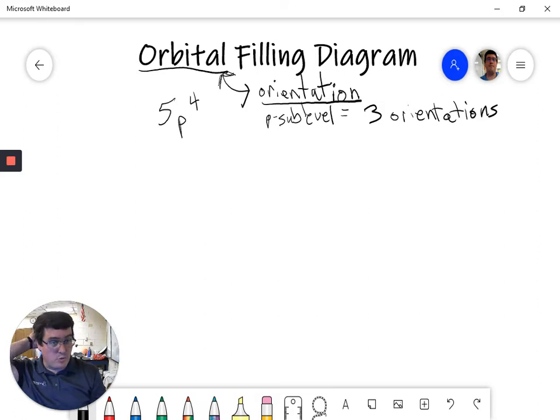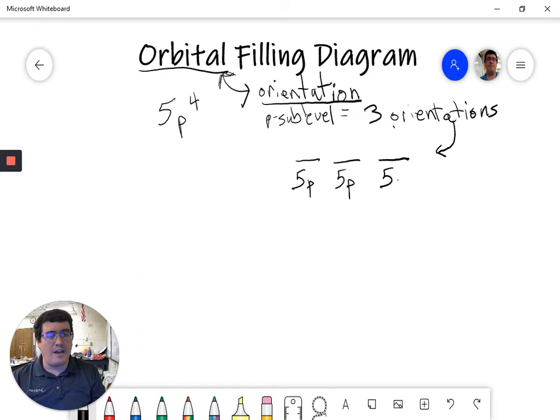What we're going to do is draw 3 orientations, and we're not going to draw the actual shape, because that takes way too long. Instead we're going to draw 3 lines: 1, 2, 3. Those 3 lines are the 3 orientations of this sublevel. So we have 5p here, 5p here, and 5p here. Some folks online will only draw it under 1 line, or make a huge 5p with 3 small lines underneath it. It doesn't really matter which way you draw it.